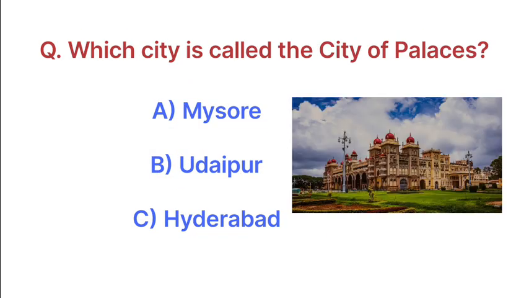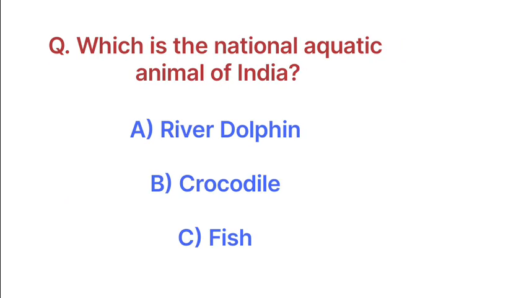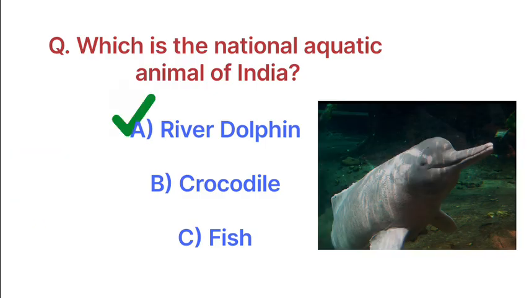Which city is called the City of Palaces? Answer: Mysore. Which is the largest plateau in India? Answer: Deccan Plateau. Which is the national aquatic animal of India? Answer: River dolphin.